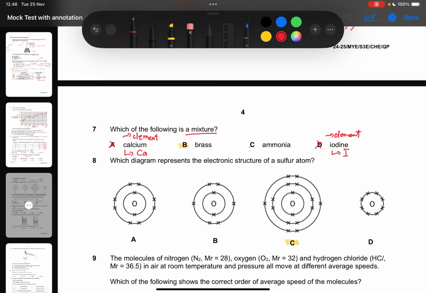Now, ammonia is not a mixture because this is an example of a compound. So ammonia has a formula. Ammonia has the chemical formula of NH3, which is the compound that we learned when we discussed the covalent compounds. So our correct answer is brass. If you remember, brass is a mixture, which is an alloy, a combination of copper and zinc.